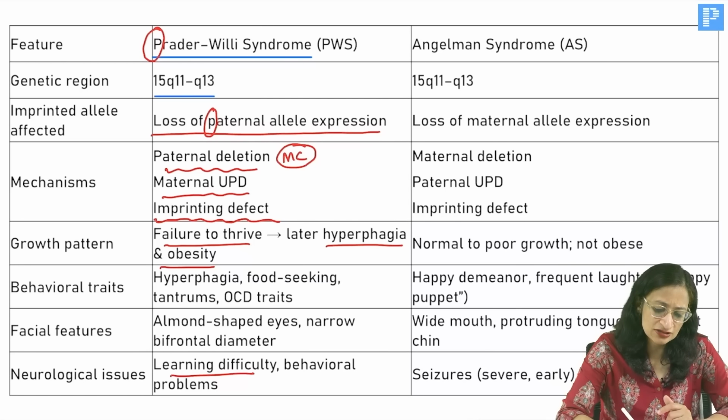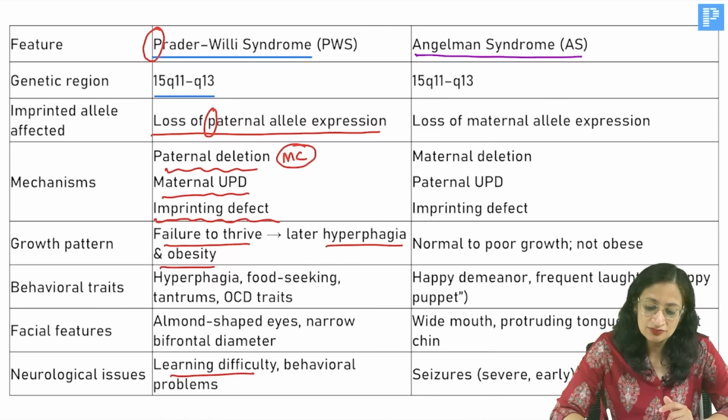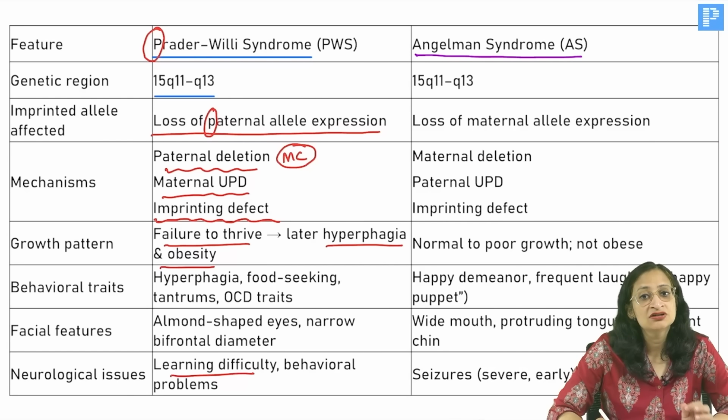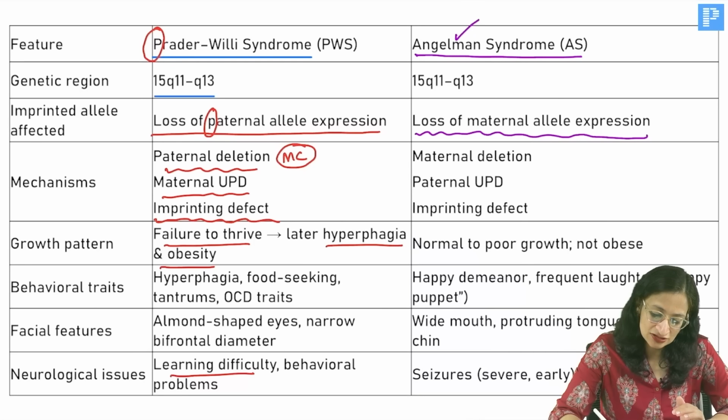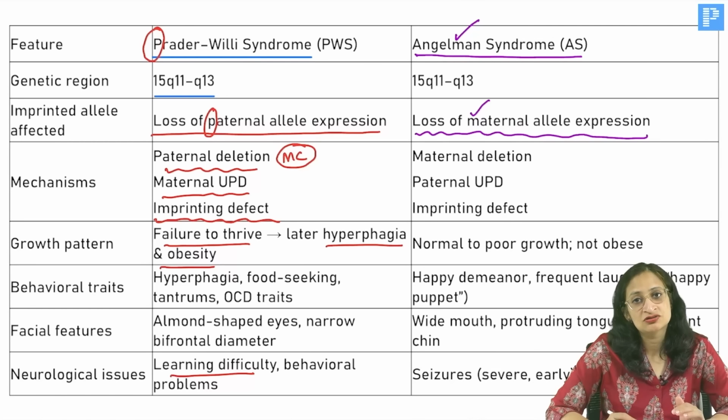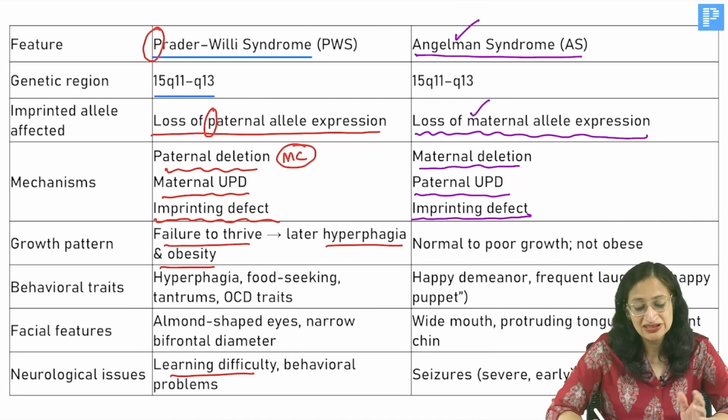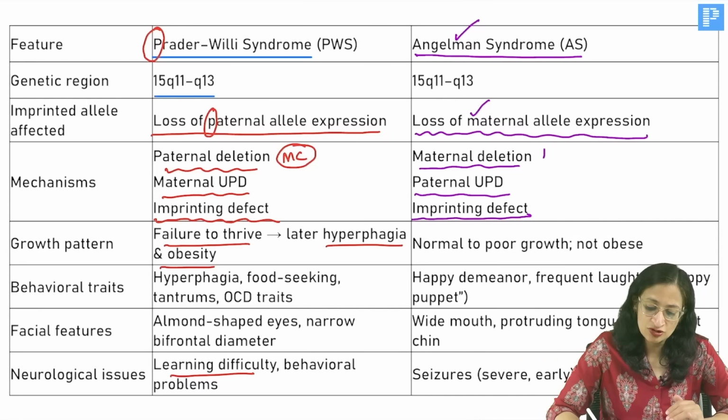What about Angelman syndrome? So, Angelman syndrome, again the same gene, but here the maternal copy is not getting expressed. So, it is due to loss of maternal allele expression. So, remember in Angelman there is an M. That could be due to maternal gene deletion, or again maternal imprinting defect, or paternal uniparental disomy. Again, the most common mechanism responsible is maternal gene deletion.